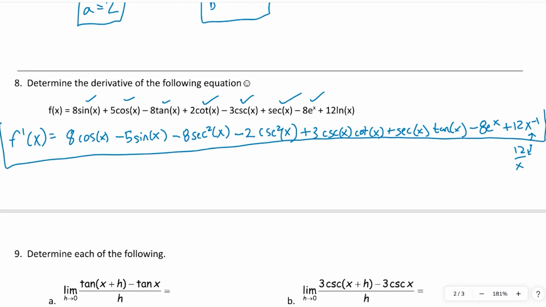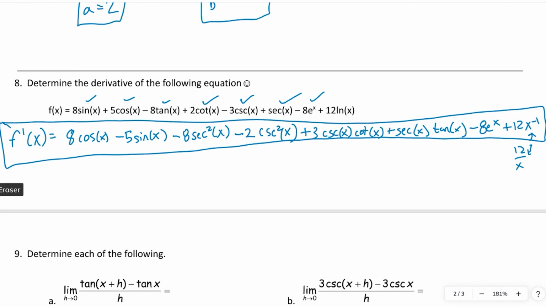This might be the longest answer we've had in this course, if not for your whole life. I don't know. That's pretty crazy. All right, there's number 8. Little smiley face here, just because I know what you're getting into.